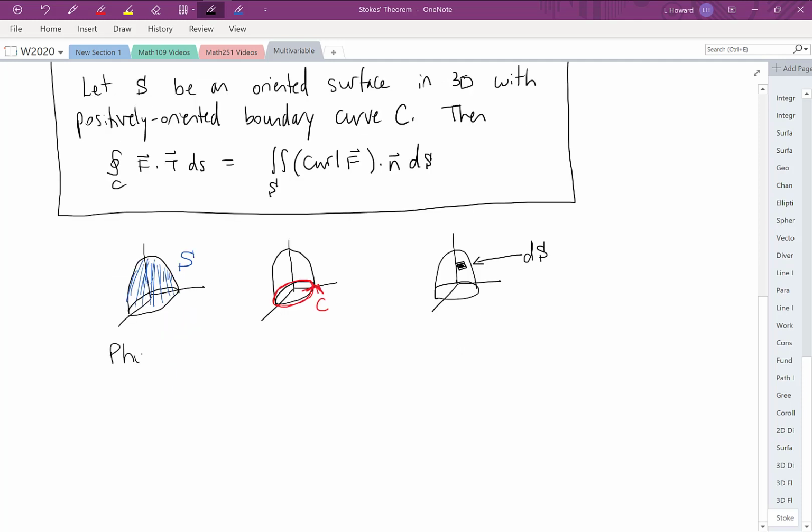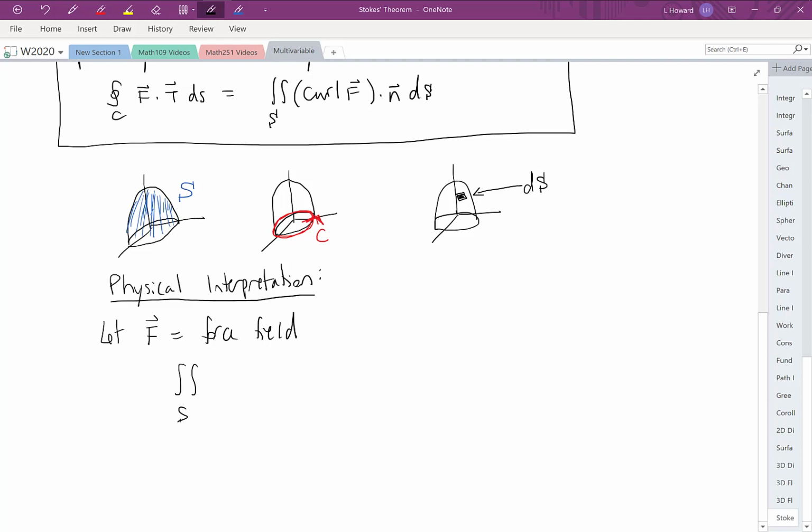So let's look at a physical interpretation of Stokes' theorem. We have a vector field coming up in the statement of Stokes' theorem, and for this physical interpretation, let's just let F represent a force field. And let's look at the right side of the Stokes' theorem equation. So we've got the surface integral over S of curl of F dotted with n dS. And so we can think of that as an infinite sum. What we're summing, let's look at this expression here.